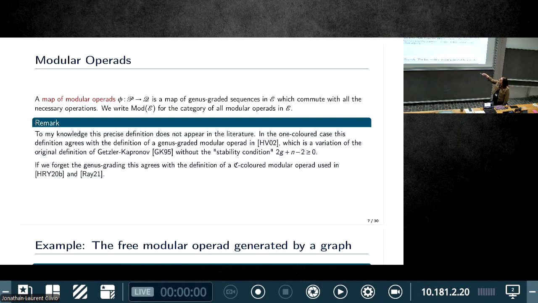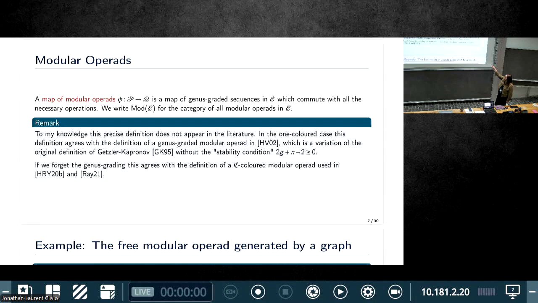Now, if you forget the genus grading part, which I need because I'll be working with a lot of truncation operations with modular operads, which you need the genus grading to do.